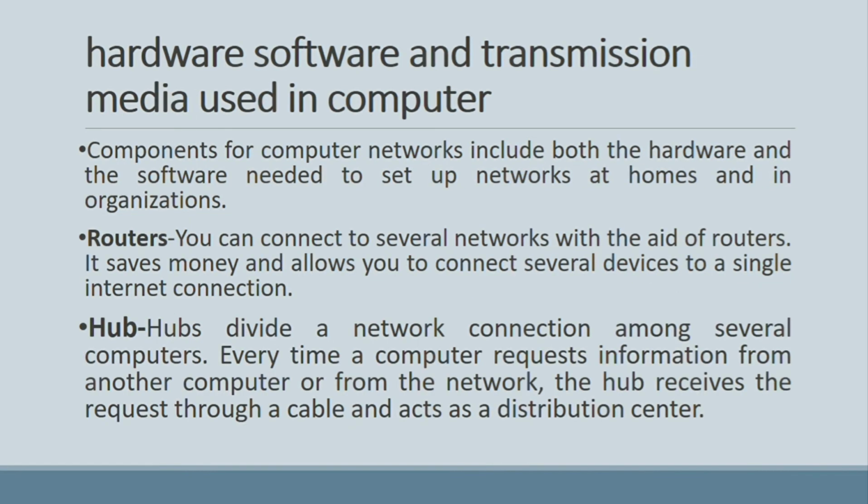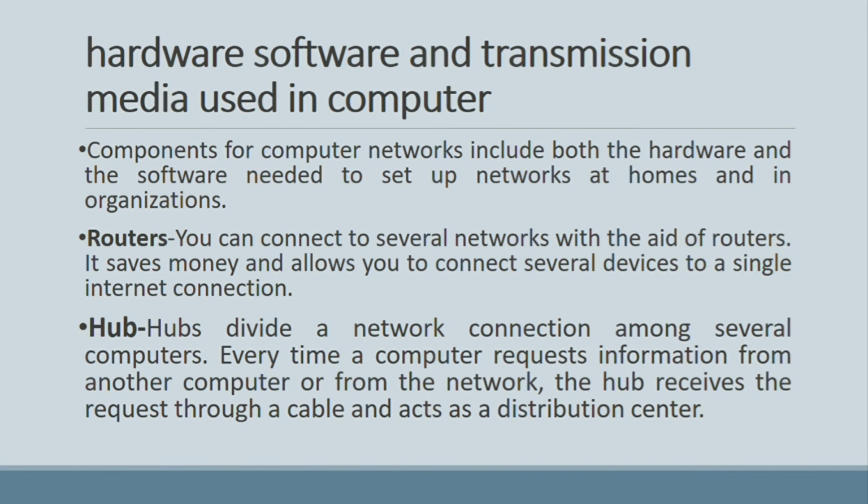Hardware, software, and transmission media used in a computer network. What is a router? A router is a device that connects two or more packet-switched networks or subnetworks. It serves two primary functions: managing traffic between these networks by forwarding data packets to their intended IP addresses, and allowing multiple devices to use the same internet connection.